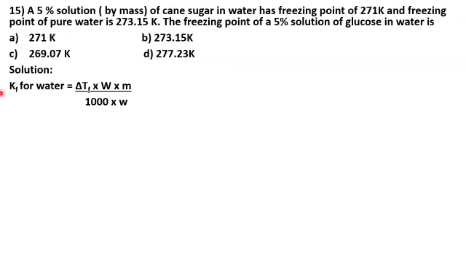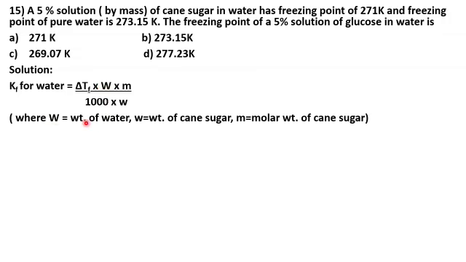So we can calculate the Kf value, that is depression in freezing point constant for water, by using the values given for cane sugar solution in water. So that is the delta Tf into W. So capital W is weight of water into small letter w, it is molar weight of cane sugar, divided by 1000 into small letter w. So that represents weight of cane sugar.